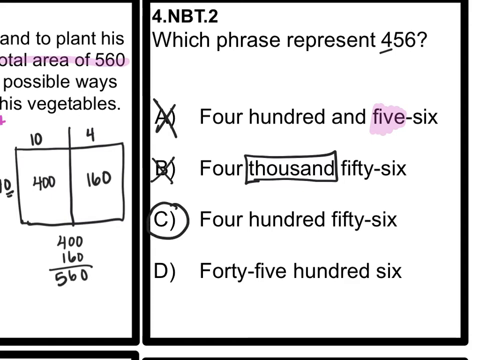And then D, 4,506. That does not work. If I did 4,500, it would look like this, and 6. So this answer would actually be 4,506, which is totally not correct. So for this one, C is our only option.